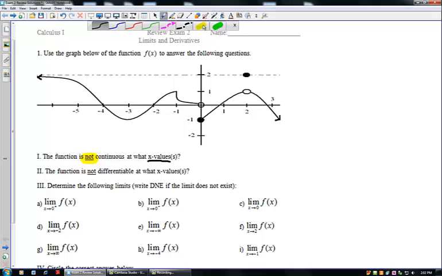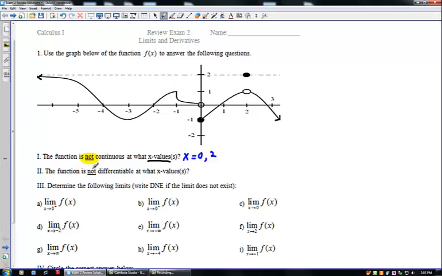And so the idea is that you can trace this function without lifting your pen or pencil. It's fine here, and it goes down, and it's fine. This is the first spot where you have to jump, and so where you jump, you're not continuous anymore, so this is x equals 0. And then you pick it back up, and you're continuous, but then you have to jump up to this darkened circle, and then jump down, so also x equal to 2. So 0, and we'll put 2 there, and then you're continuous the rest of the way.